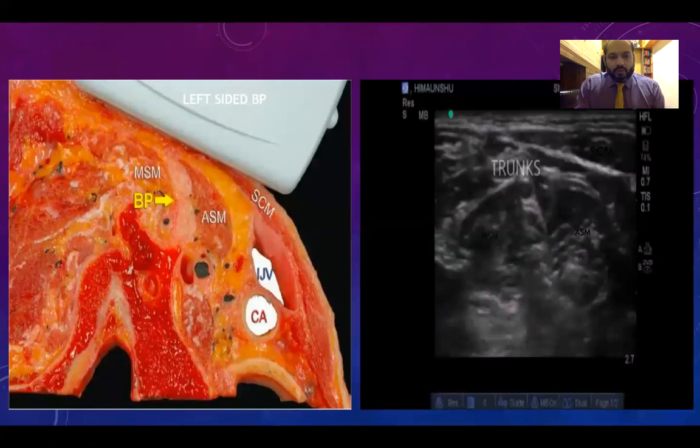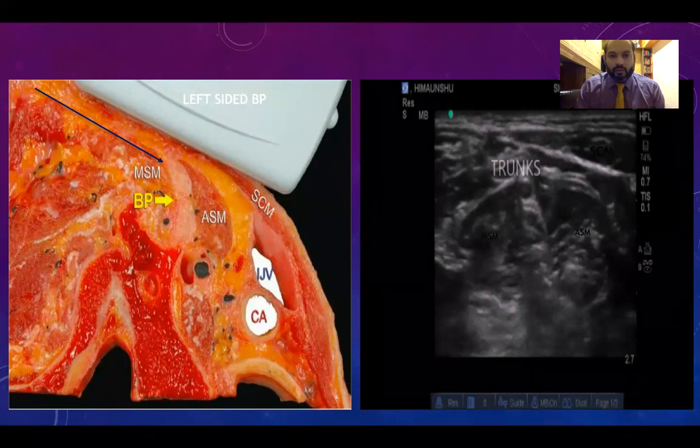Now, if we take a cross section at the C6 level and compare it with sonoanatomy, you can see the brachial plexus sandwiched between the middle scalene muscle and anterior scalene muscle, stacked one above the other. If you keep the probe, the needle can approach in plane, where the needle goes parallel to the footprint of the ultrasound probe. You can see the entire shaft of the needle as well as the tip of the needle.